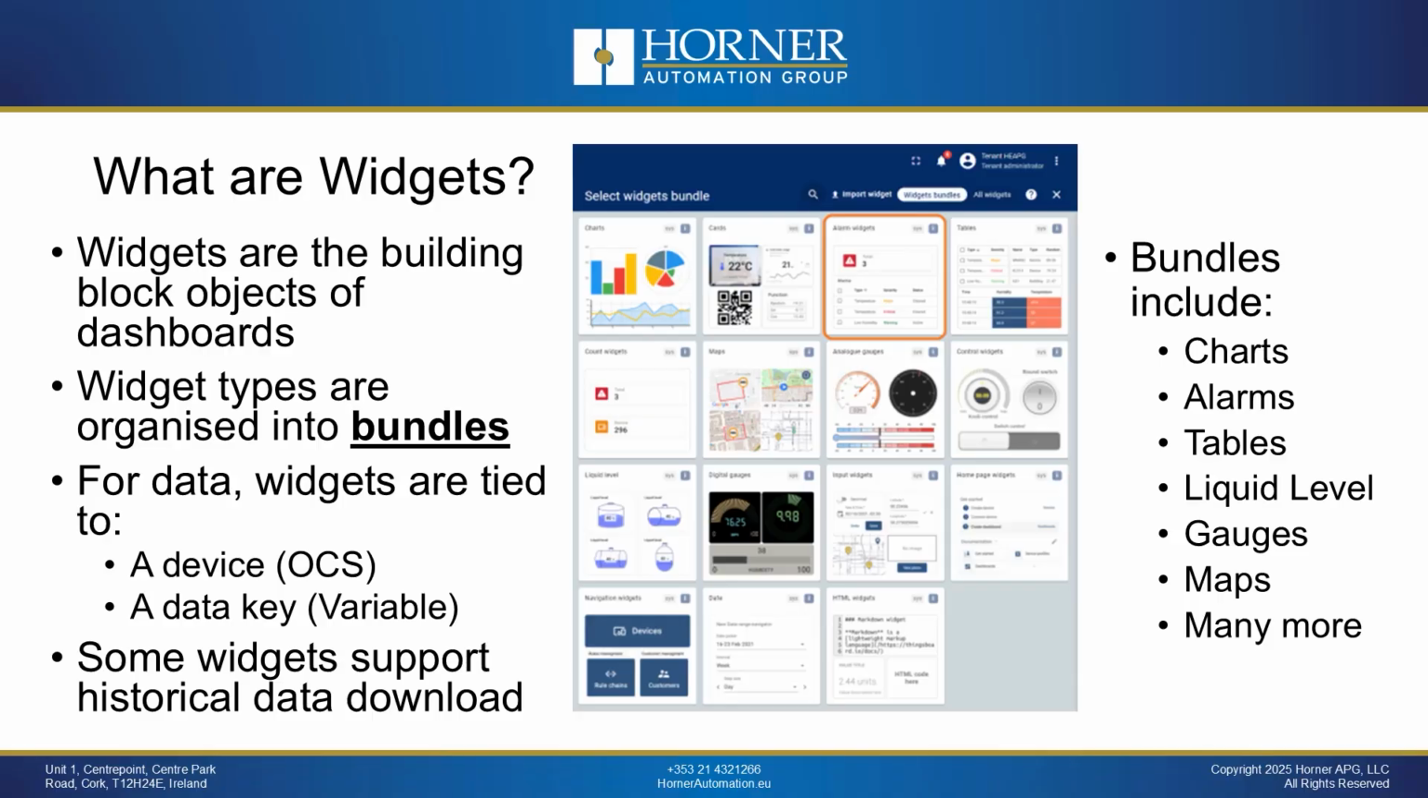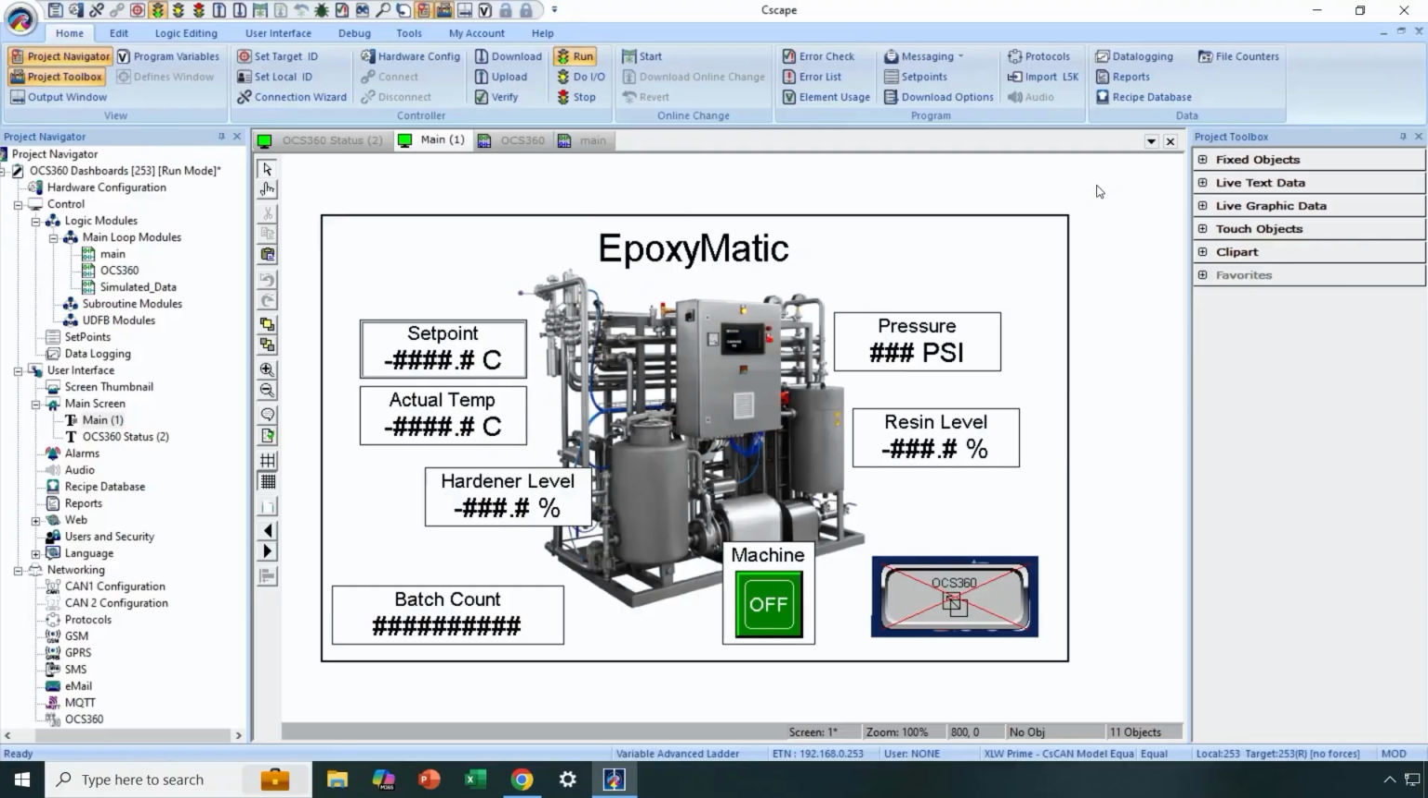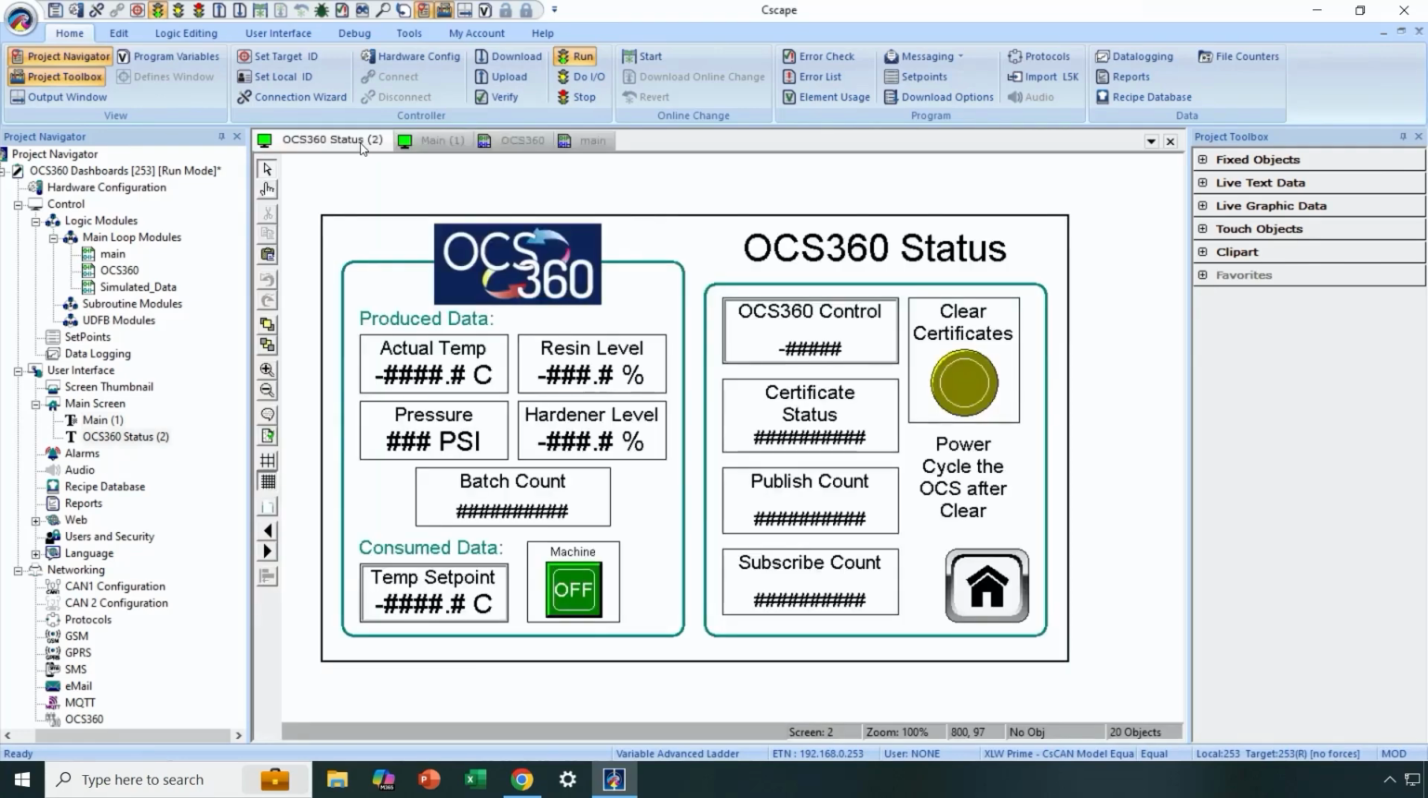For our demonstration, we are going to start by taking a look at what is going on in the machine side of things. We have a Prime OCS that is simulating a machine, and we have a number of variables that are displaying on the screen here. This is the main screen, and then we also have a secondary screen where we are showing the OCS 360 status, so we can keep an eye on things and make sure things are working.